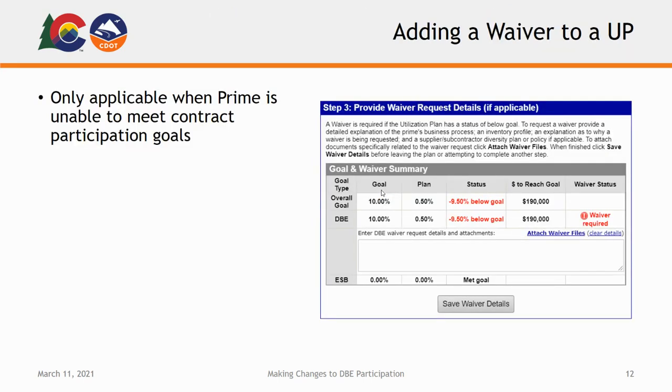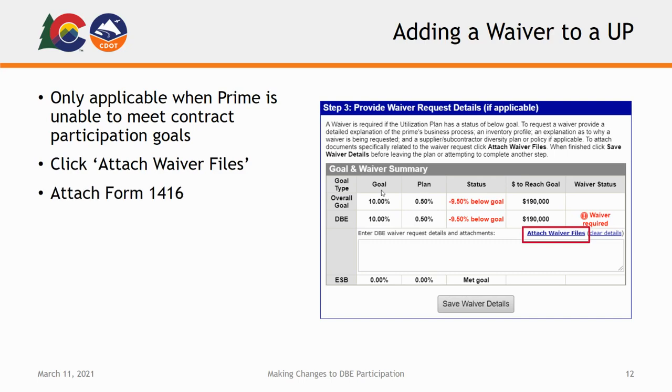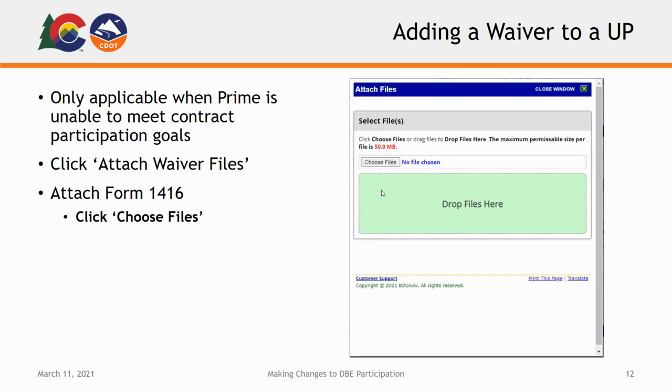Step 3 of the utilization plan is only applicable in those instances when a prime contractor is unable to find enough certified subcontractors to meet their contractual DBE goals. In this case, the prime contractor will need to submit waiver request documentation. To attach any necessary waiver documentation, click the Attach Waiver Files link on the right side of the section. If you are fulfilling this step, this is where you will attach your Form 1416 Good Faith Effort Report.